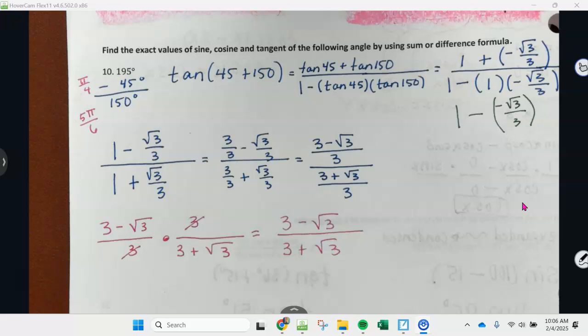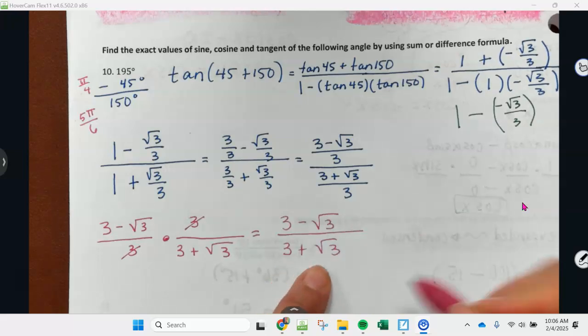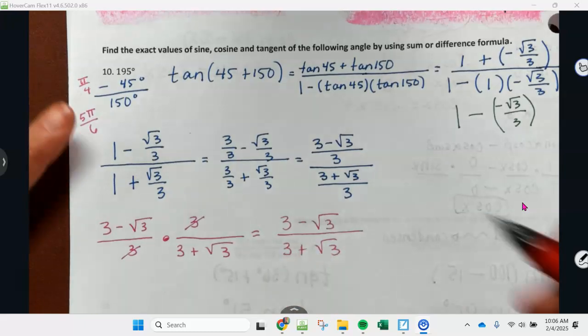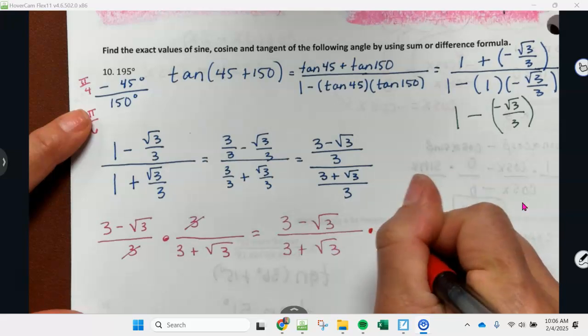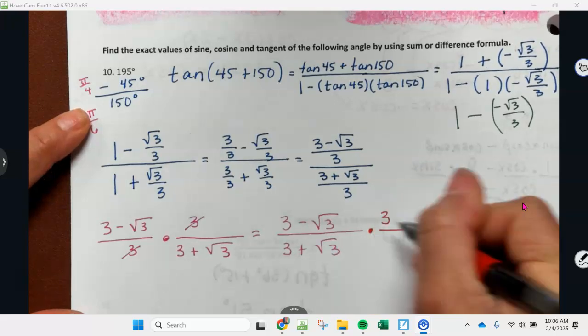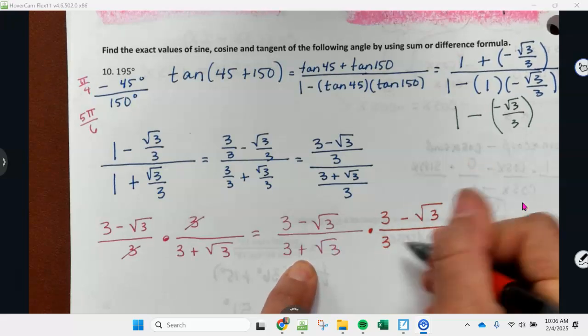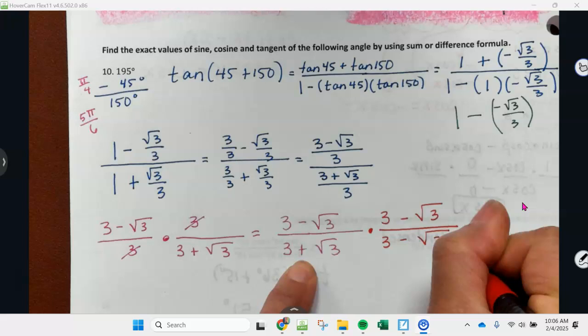Now we get to rationalize. And remember, when you rationalize and it's a binomial, something plus or something minus, you have to multiply by the conjugate. So we can't just multiply by root 3 over 3. That's if it's a single term. It's not a single term. You have two terms here. So we get to multiply by the conjugate. So we're going to multiply the top and the bottom by 3 minus root 3. Remember, the conjugate means it has the opposite sign in the middle.